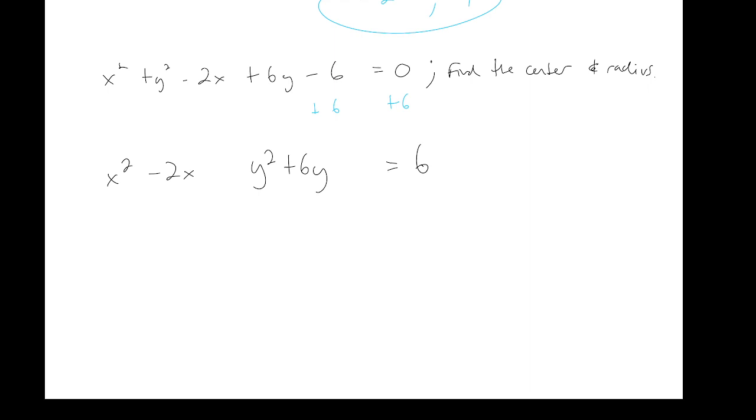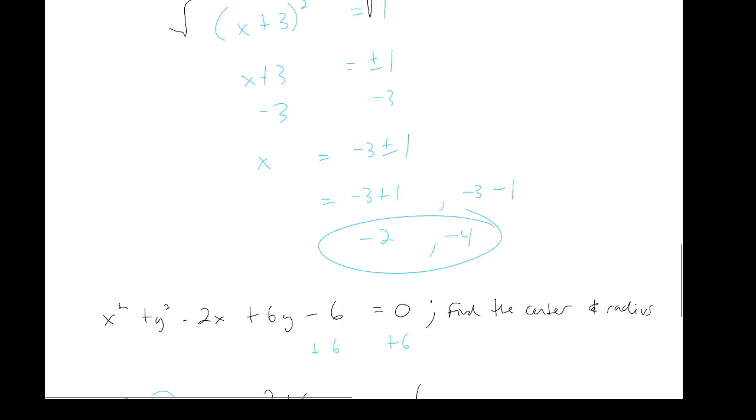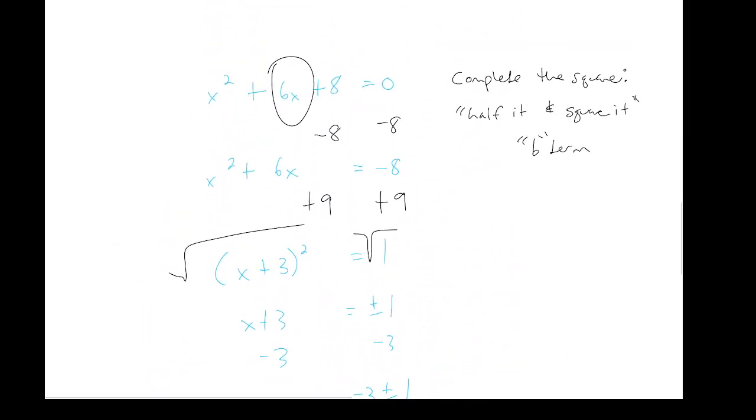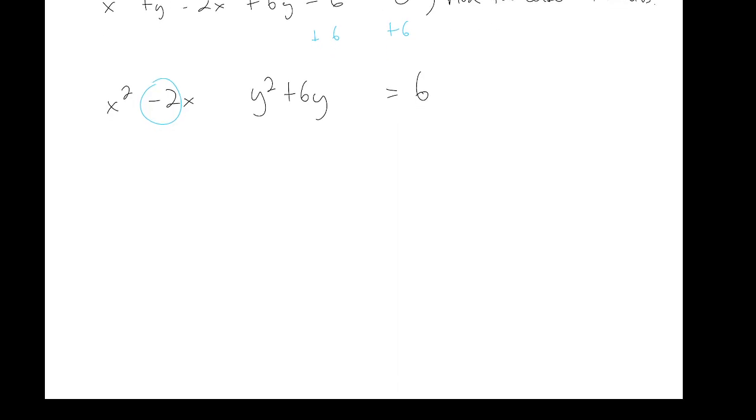You guys ready? Half it and square it. Because I have this right here as my little partially done completion of the square. It's this step right here, back at completing the square. So I have x squared minus 2x, so half of negative 2 is negative 1. Negative 1 squared, half it and square it, is positive 1.